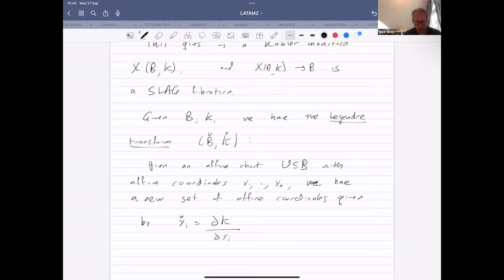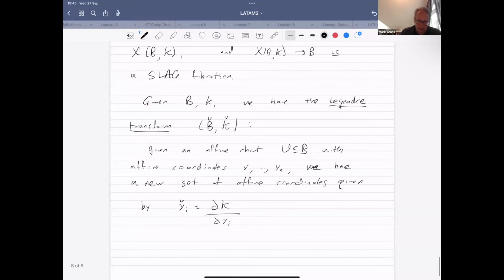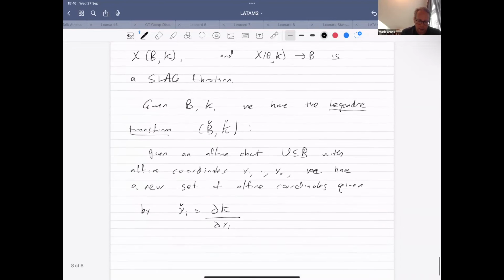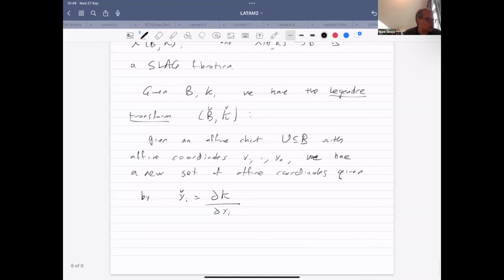So I just differentiate K, and because K is convex, this forms a coordinate system. And you can check easily that on overlaps, for example, if you change K by an affine linear function, yi check is just changing by translation. And if you go to some different set of coordinates, these yi checks also just change by an affine linear transformation. So this defines a new affine structure on B.